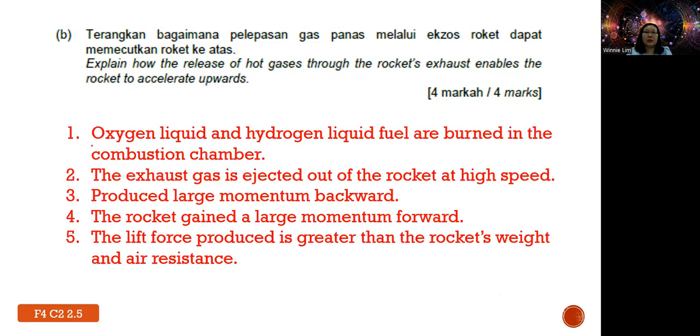Okay, so this is how you say: liquid oxygen and liquid hydrogen fuel are burned in the combustion chamber, and the exhaust gas is ejected out of the rocket at high speed, and hence produces a large backward momentum. And hence the rocket will gain a large momentum forward. Even though it's only 4 marks, you can also mention the concept of resultant force. Hence, the lift force produced is greater than the weight, hence it moves upwards.